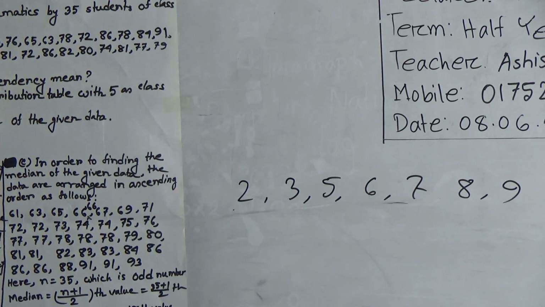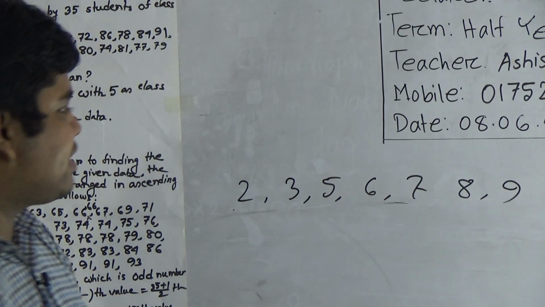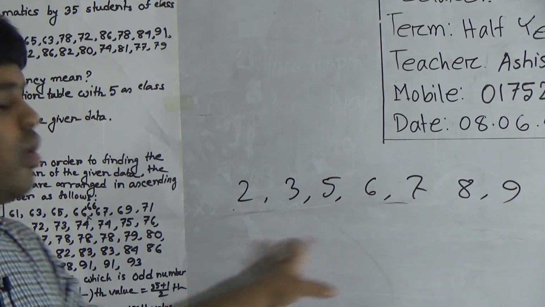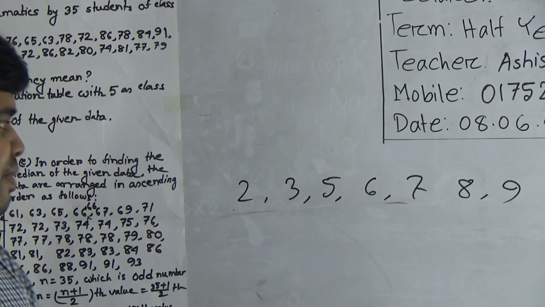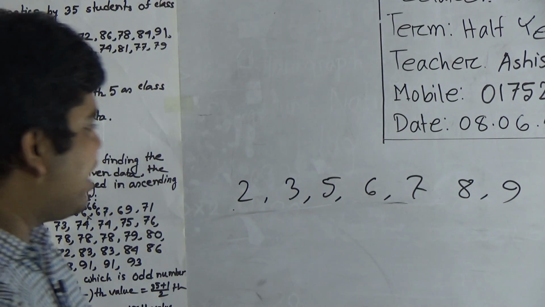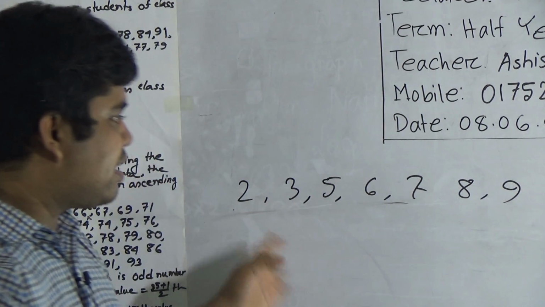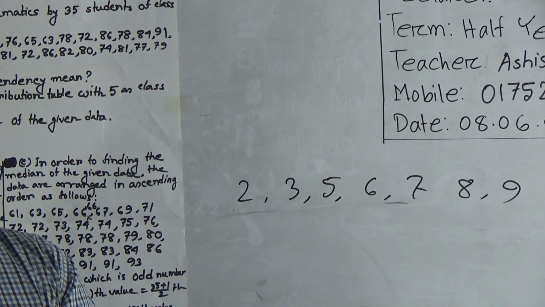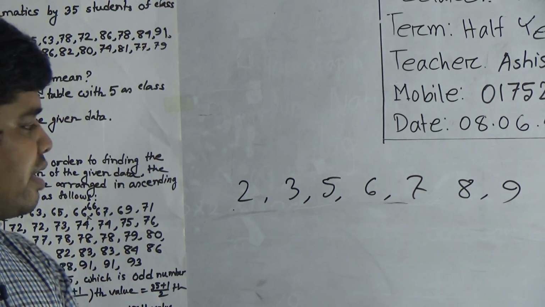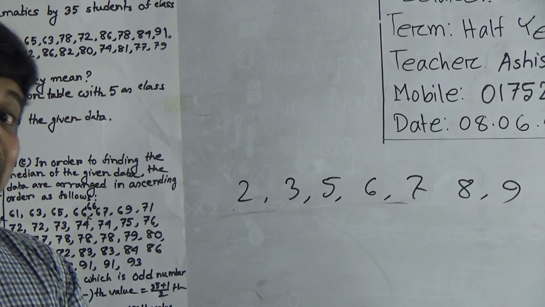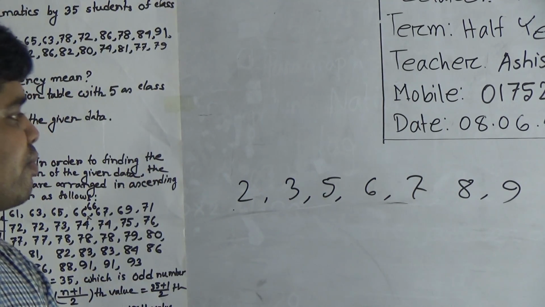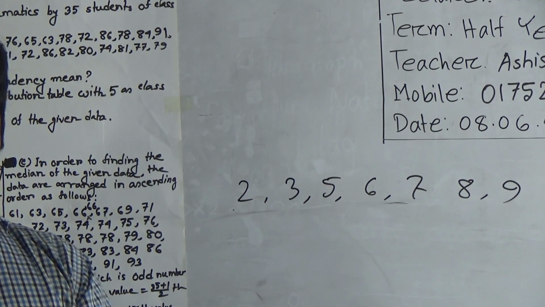So, central tendency means what? Central tendency means a value which represents all the data. I repeat, central tendency means a value which represents all the data. Suppose if we find out the arithmetic mean of this data, then we get a number, and that number will be the central tendency of this data. On the other hand, if I find out the median of this data, then that median will be the central tendency of this data. If I find out the mode of the data, then that mode will be the central tendency of this data.